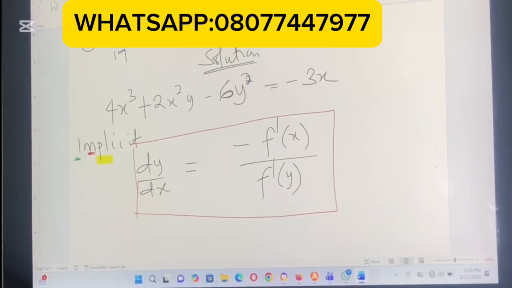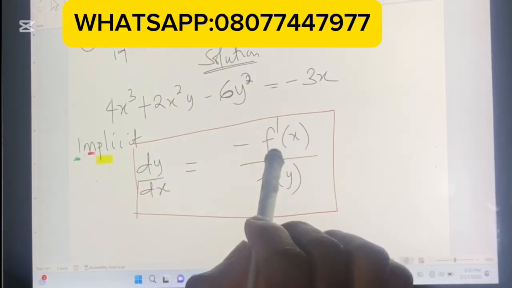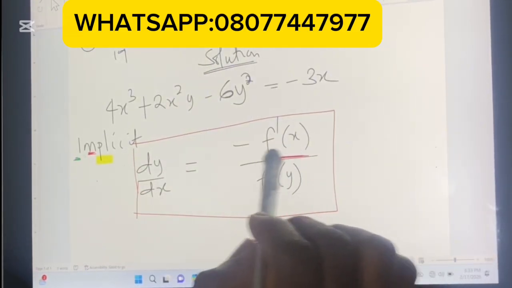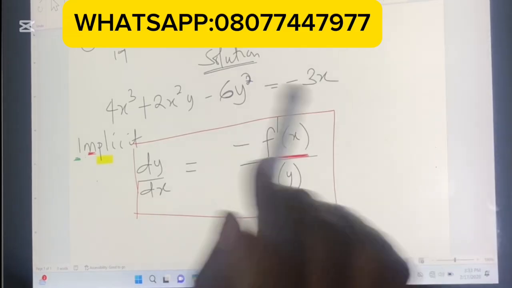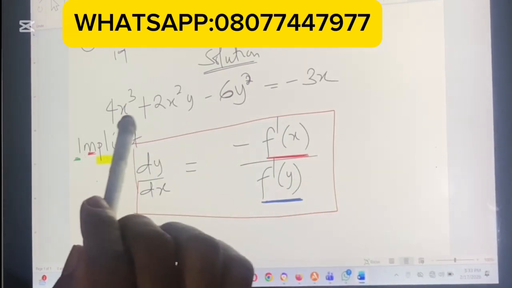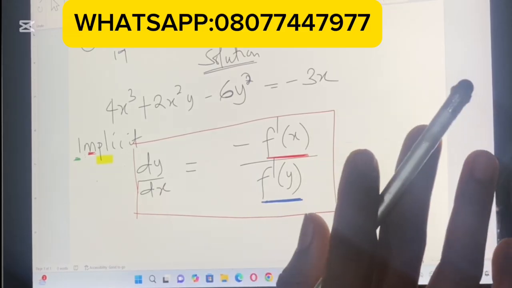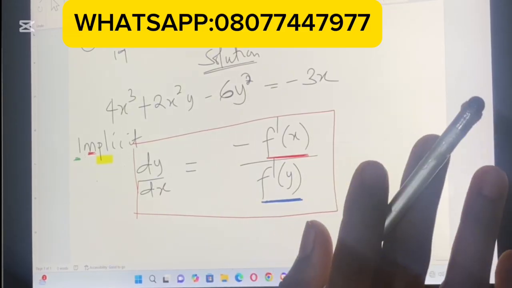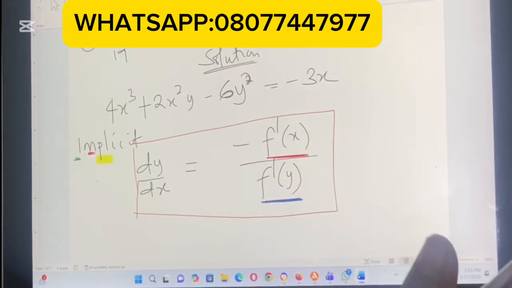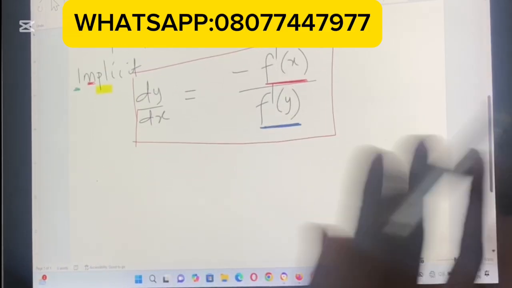Okay, now listen to me carefully. From the formula here, it means that for me to get the numerator part, I have to differentiate only for s, while for the denominator part, I have to differentiate only for y. But whenever you are given an implicit function and you want to use this particular formula, what you have to do is to take anything that is on the right hand side to the left hand side. Please take note. So let's make the equation to be in standard form.